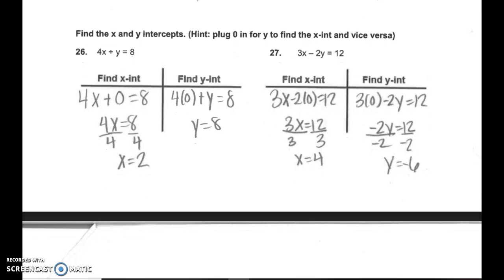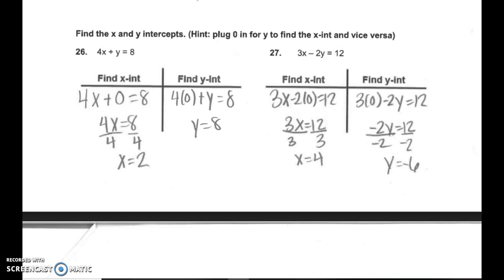In the next section, we're finding x and y-intercepts. And remember, your clue right here is to plug 0 in place of y and solve for x. So that's what we did in the first case here. So our x-intercept is 2, or you could write that as (2, 0). And to find our y-intercept, we plug 0 in place of x and we solve for y. So y equals 8, or (0, 8).